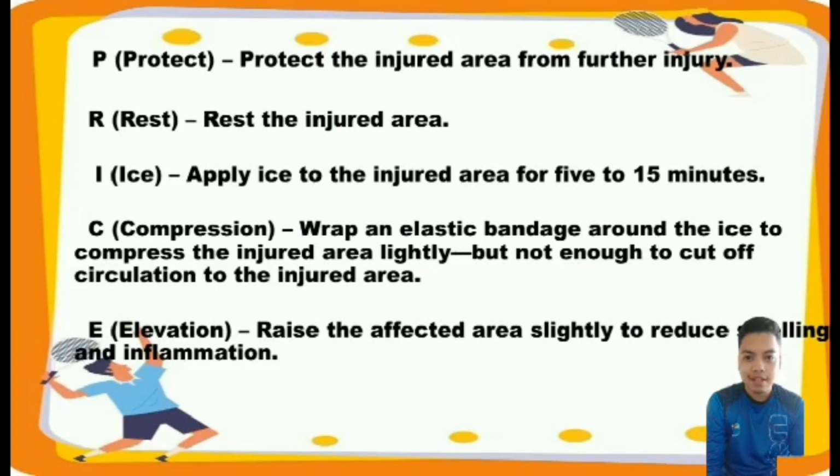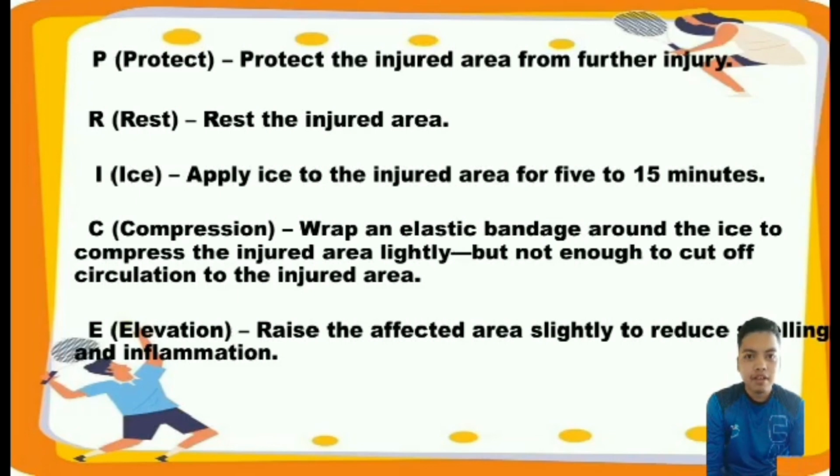The next one is C, or compression. Wrap an elastic bandage around the ice to compress the injured area, lightly but not enough to cut off circulation to the injured area. After the cold compress, wrap the affected area lightly in an elastic bandage or use a flexible brace. Remember that we don't have to wrap any injury too tightly, as this will cut off good circulation to the injury. And the last one is E, which stands for elevation.